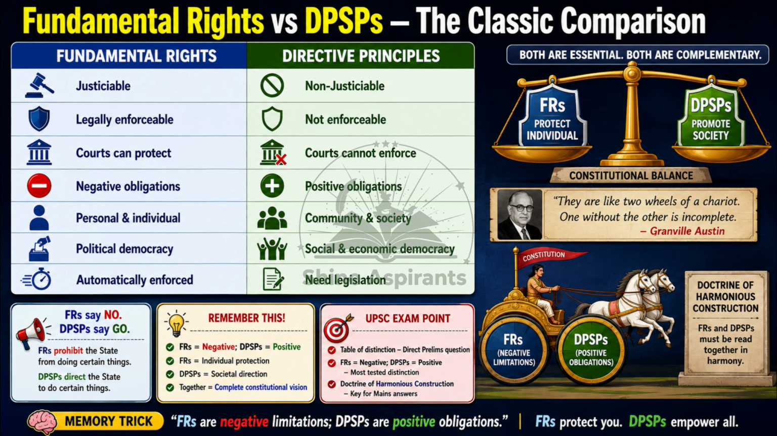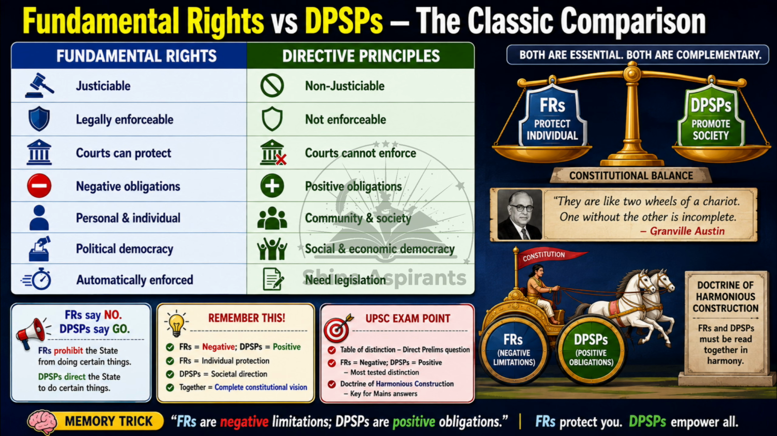Directive principles are non-justiciable, no court can force the government to implement them. They are not legally enforceable. FRs are negative obligations, they prohibit the state from doing certain things. State shall not discriminate on grounds of religion. State shall not deny freedom of speech. DPSPs are positive obligations, they direct the state to do something. State shall promote equal pay. State shall provide free legal aid.